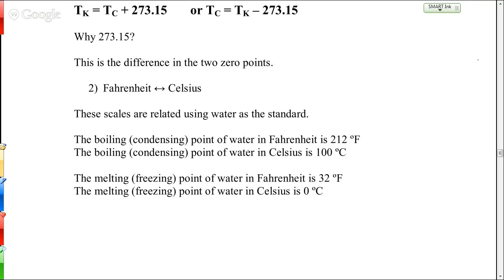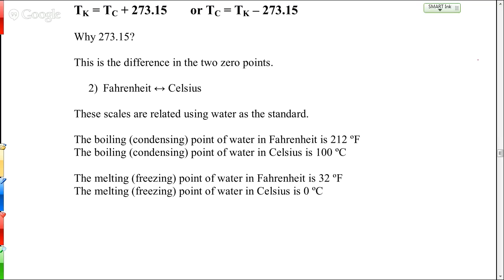Boiling point of water in Fahrenheit is 212, and that in Celsius is 100. You know that one? A lot of people know that one. And then freezing point of water in Fahrenheit is 32, and the freezing point of water in Celsius is 0.